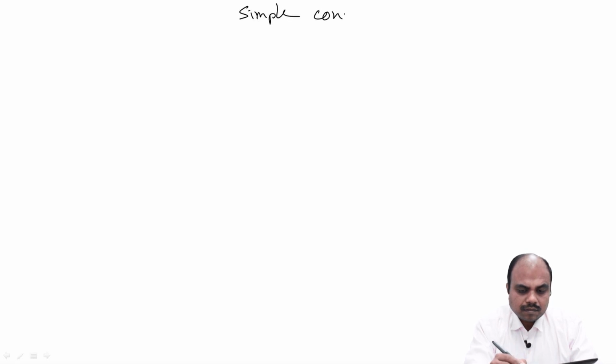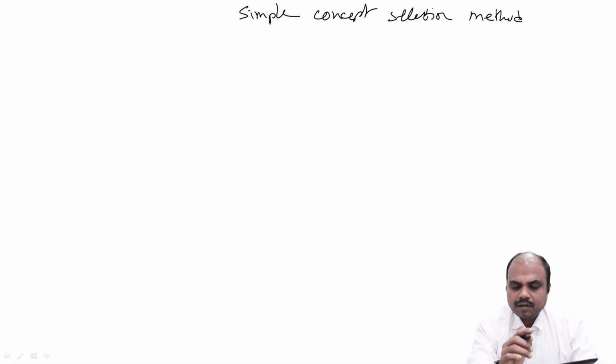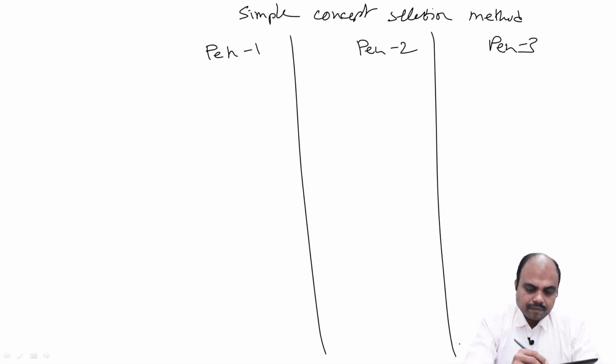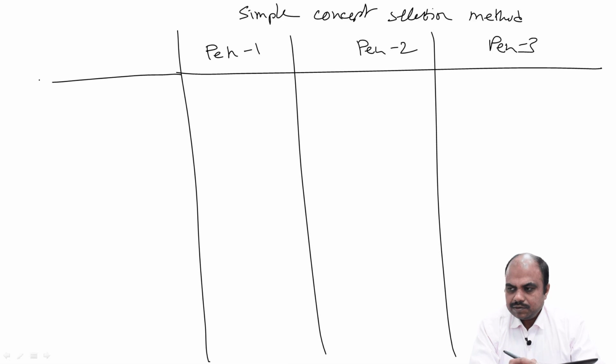Among the formal methods, one of the things which is very simple is the simple concept selection method. We are going to learn about the simple concept selection method. So here, take for example pen 1, pen 2, pen 3.